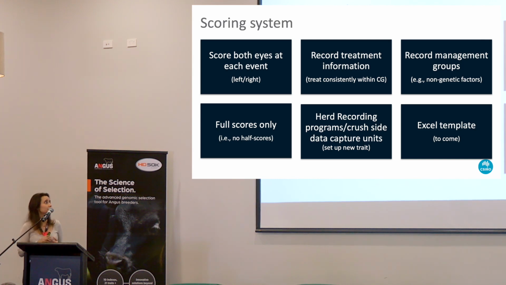So I think I said enough about that. We also need to record our management groups and all the known genetic factors that could influence incidence of pinkeye. We need full scores only, so just 1, 2, 3, or 4, no half scores. This trait can be set up in your herd record programs or first site data capture units as 2 different traits with score 1 to 4. And we are working on an Excel template to organize all of this information.